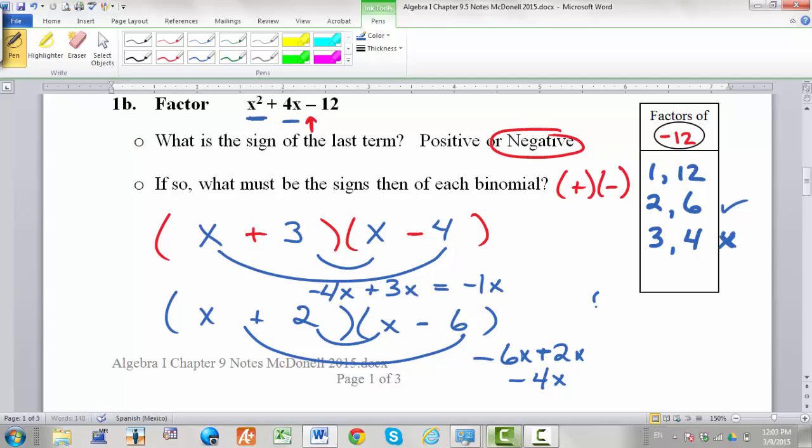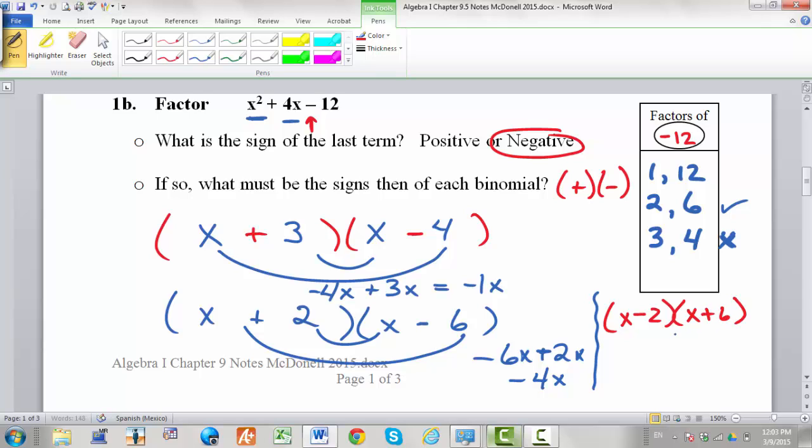And so when it's opposite in sign, very simply, your answer will be exactly opposite of what you had. Instead of having x plus 2, you're going to have x minus 2. And instead of x minus 6, you're going to have x plus 6. And if you do the outside of this one, you see that's 6x minus 2x. And so there it is. The third time is the charm, and there is our answer.